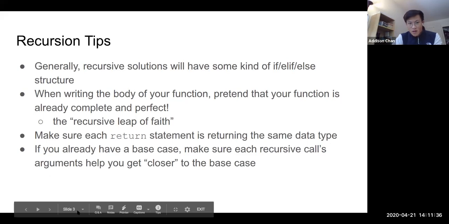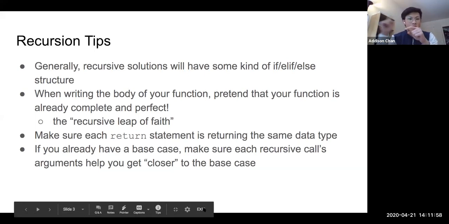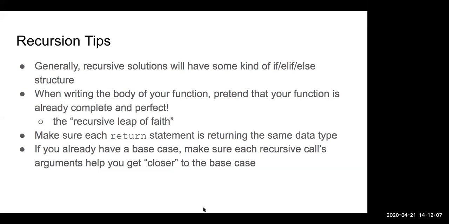Yep, and we're going to talk about some tips on solving recursive problems. So generally, recursive solutions will have some kind of if, elif, and else structure, where you check the base cases first, and then you check some kind of edge cases, followed by your recursive recurrence relation. So when you're writing the body of your function, you can pretend that any call to your function with a smaller input will result in the correct output. So you basically pretend that your function is already complete and perfect. And this is what we call the recursive leap of faith.